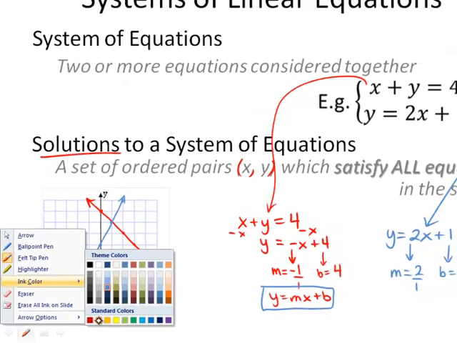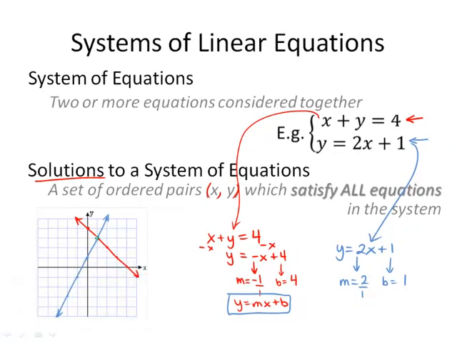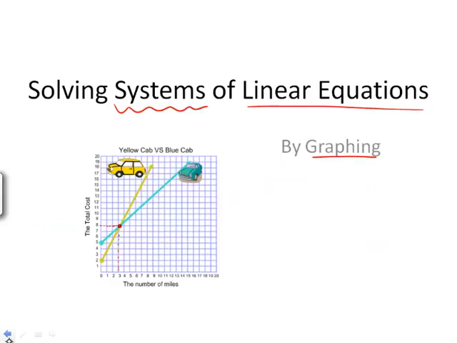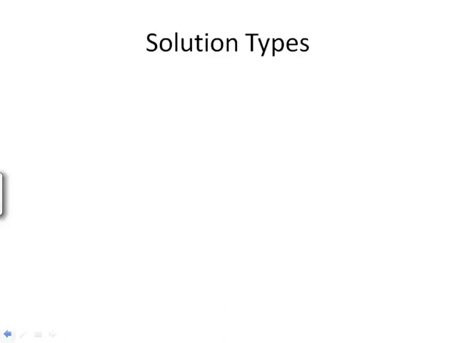Now we can consider them together and we can find that the common point, the only common point in this case, is 1, 3. Therefore, that is a solution to the system of linear equations that has been provided for us. In the previous slide, we had the yellow cab and blue cab, so our solution here was 3, 8, which stood for 3 miles costing $8 was the common price for both cabs. Let's take a look at what possible solutions we could have.